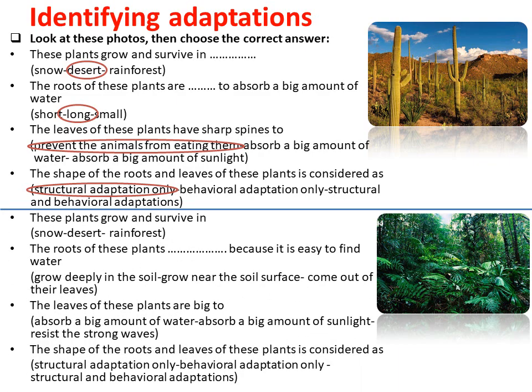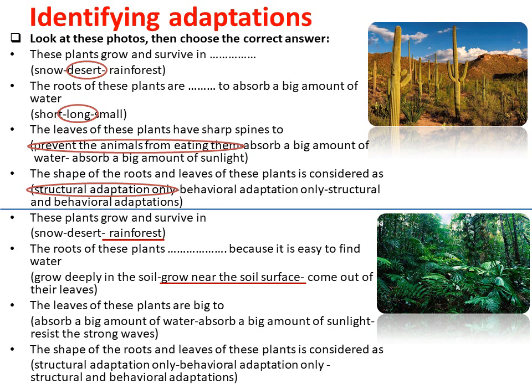These plants in this picture grow and survive in snow, desert, rainforest. We can see in the picture a lot of trees growing, so of course there is a lot of water here, so it's a rainforest. The roots of these plants grow deeply in the soil, grow near the soil surface, or come out of their leaves because it is easy to find water. Of course, they grow near the soil surface. It's a rainforest, so it doesn't have to grow deep in the soil, and of course, it cannot come out from the leaves.